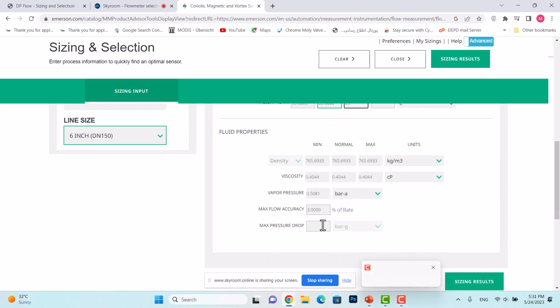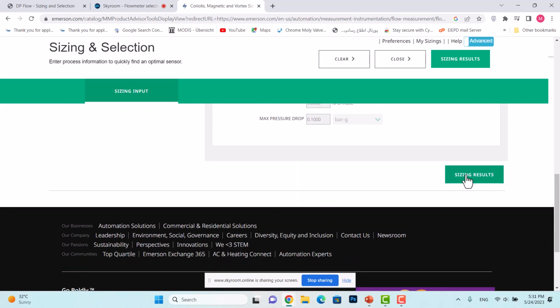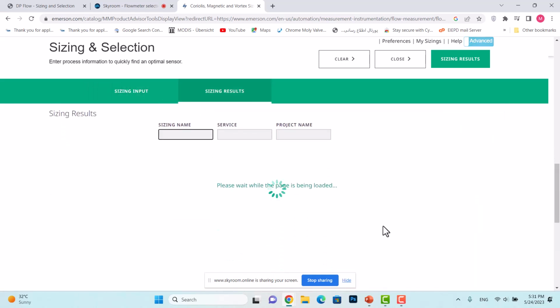And the maximum pressure drop should be this value. It goes to the fluid database and selects the properties of the methanol based on the operating temperature and pressure. And we click sizing results. We wait for the results.